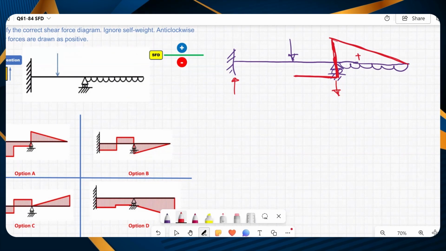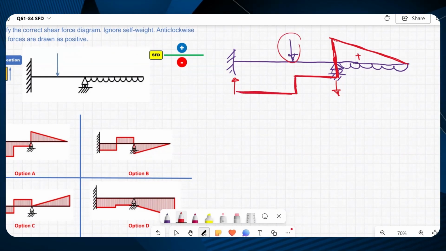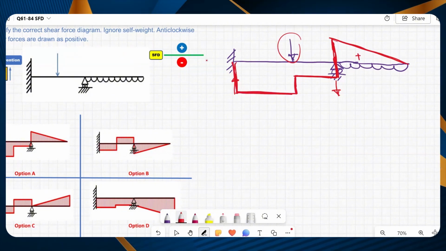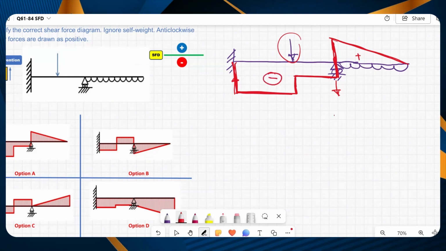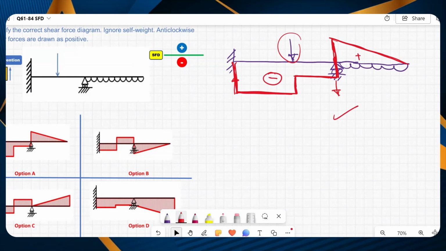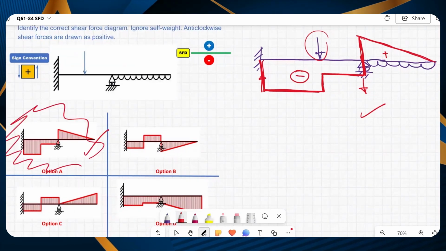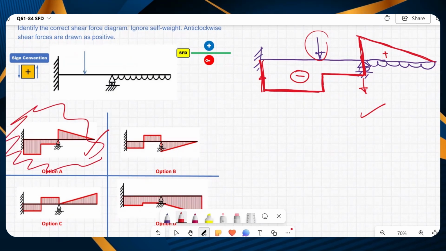And then again, this force is pushing it down. And we have nothing over here. And then we will go up over here. And this is the negative side. So this is our correct shear force diagram, which is option A. Option A is the correct one. The others are incorrect.